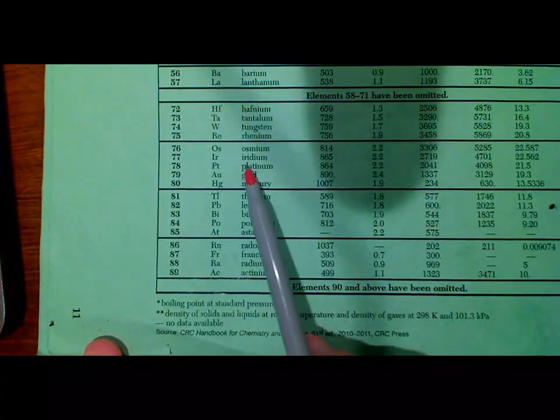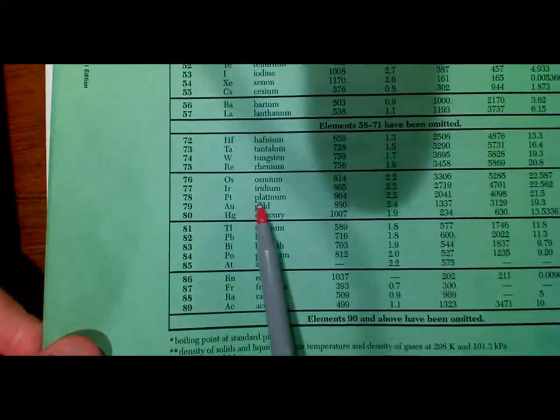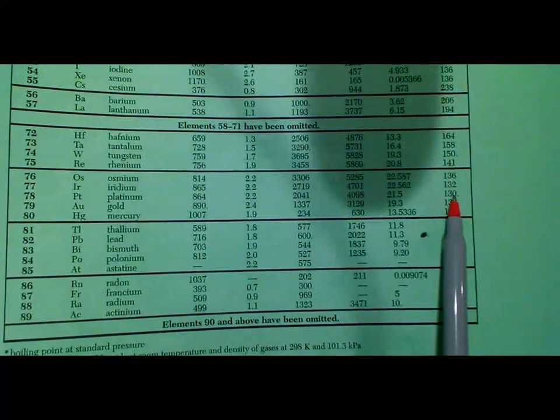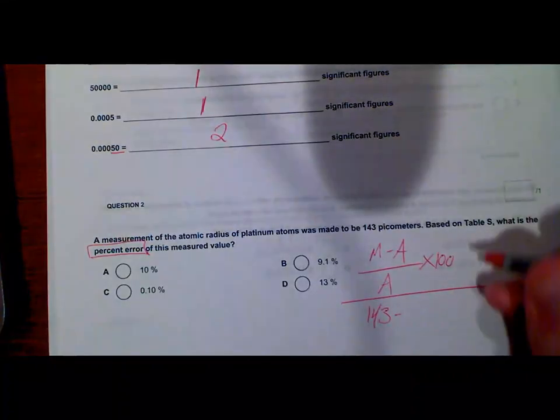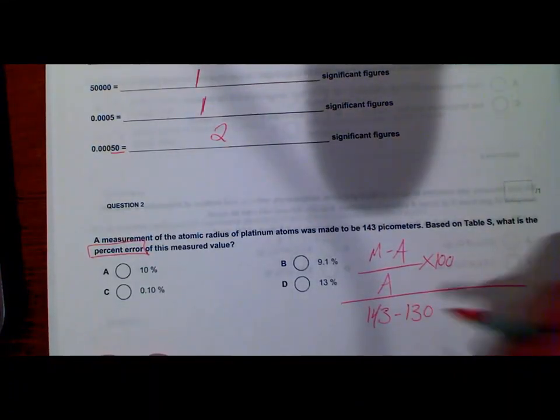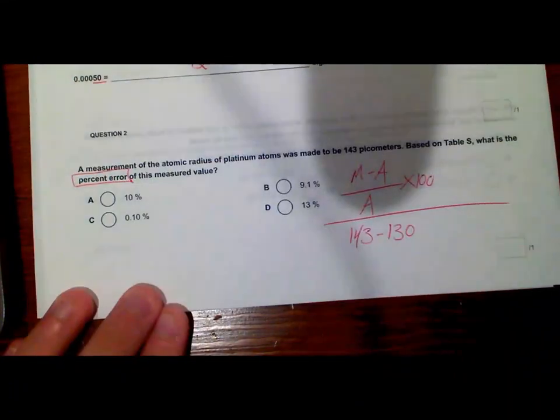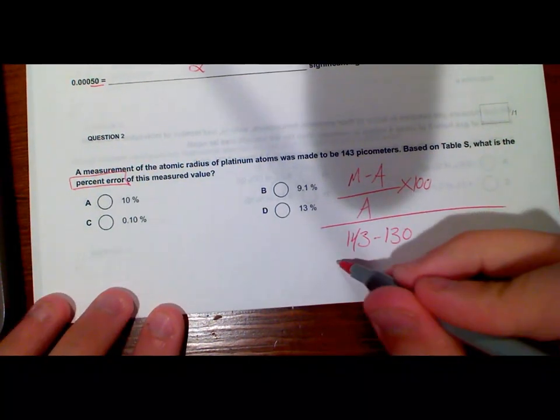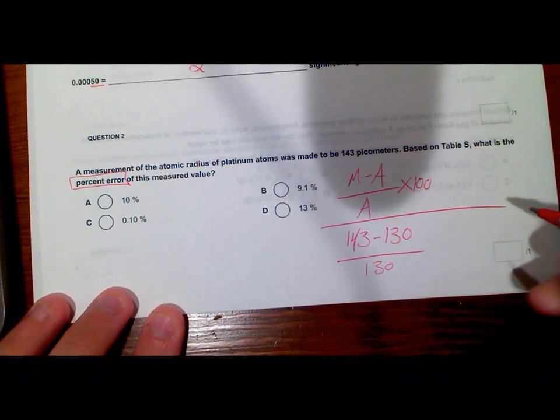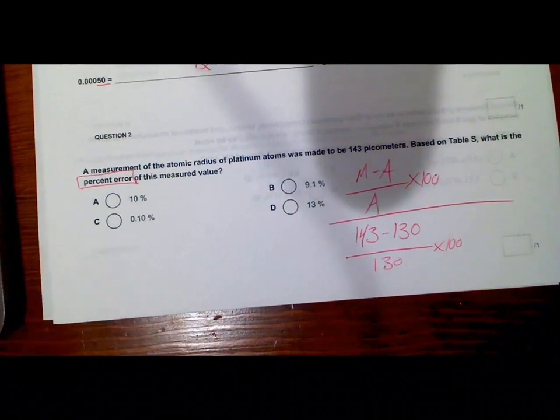Platinum is number 78 on our chart. So I'm going to read all the way to the right-hand column, and we're going to see what the atomic radius of platinum is. So that number is going to be 130 picometers. So that is our accepted value. So 143 was our measured. 130 is our accepted. Divide by that same 130. And then don't forget to multiply by 100.